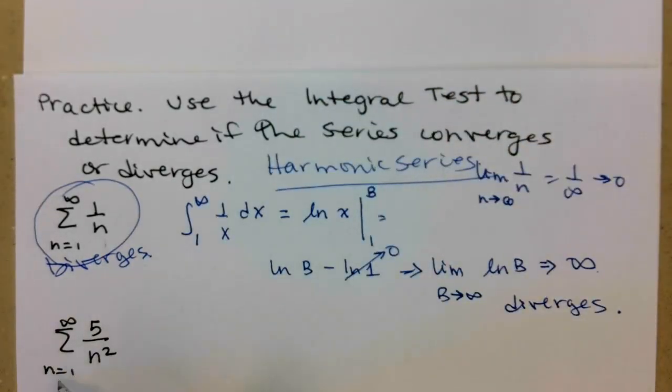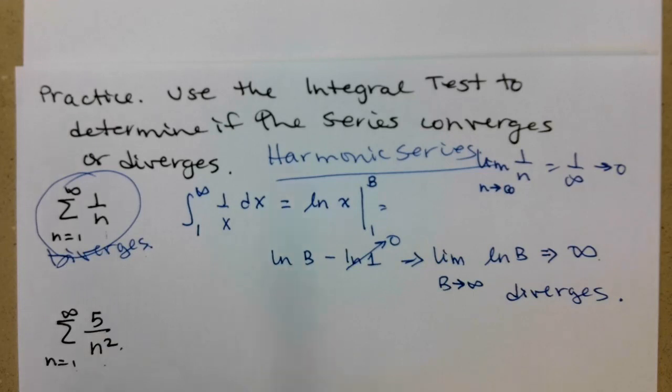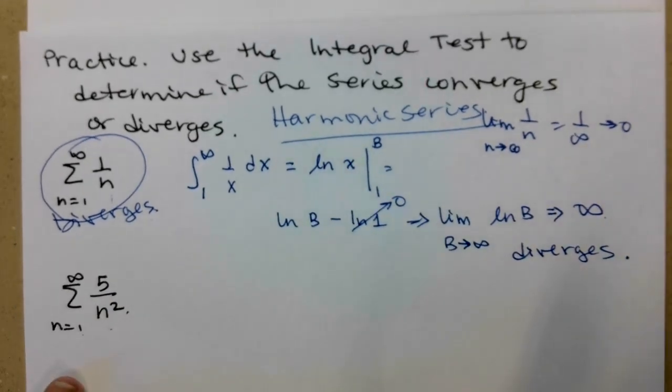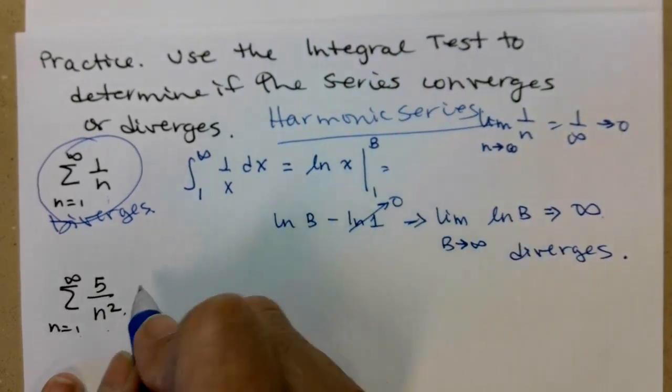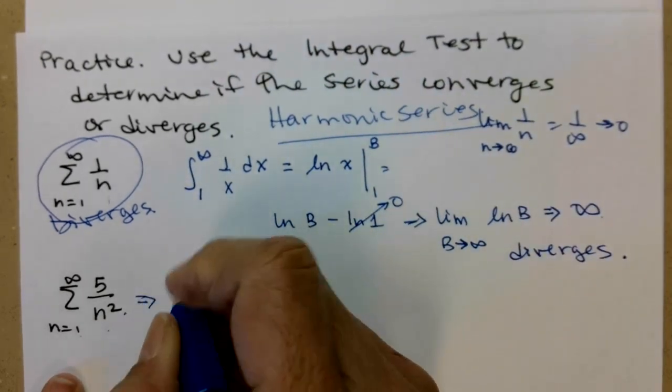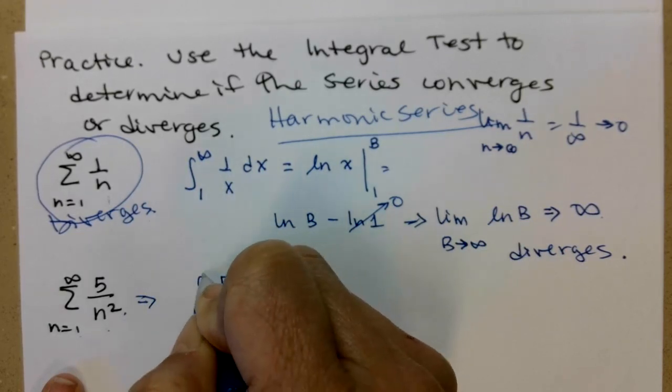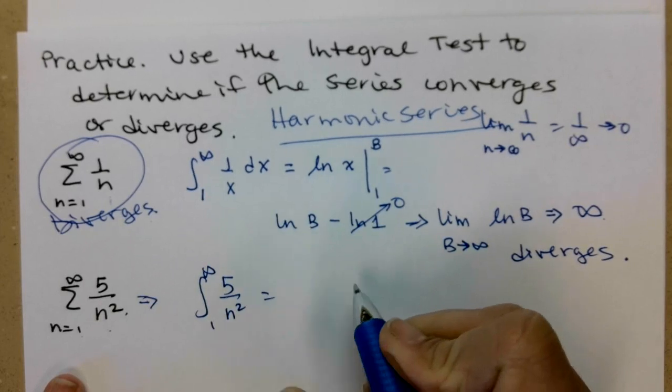What about our next one here? Now I'm going to add from 1 to infinity of 5 over n squared. A little divergence test: as n gets big, 5 over big goes to 0. So we have to keep looking. All the divergence test does is let you quit. If it diverges, you get to quit. If it doesn't, you keep going. We're keeping going. So we're going to try our integral test: 5 over n squared, 1 to infinity.